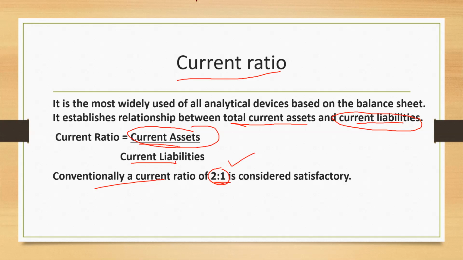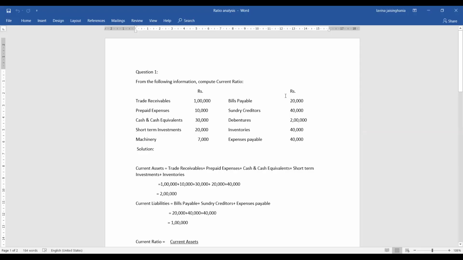Here I already have a question and I have solved it, and then I'll explain how I solved it. Now see, the question says, from the following information compute current ratio. You have to find current ratio, and in your head you should have the formula: current assets divided by current liabilities. So check from the given information which are the current assets. Trade receivable is a current asset, yes.